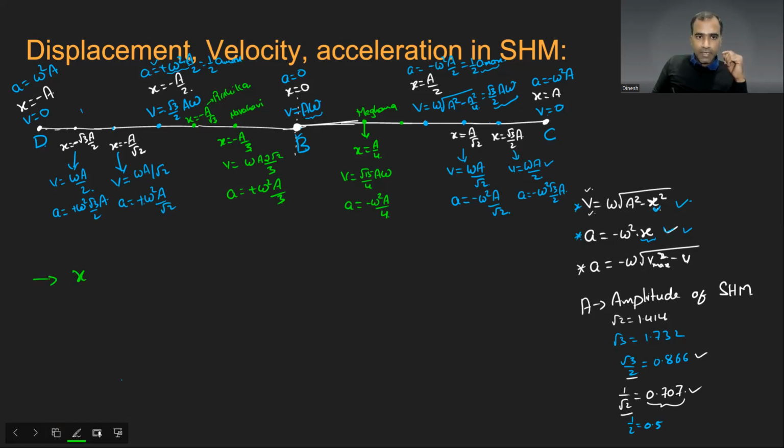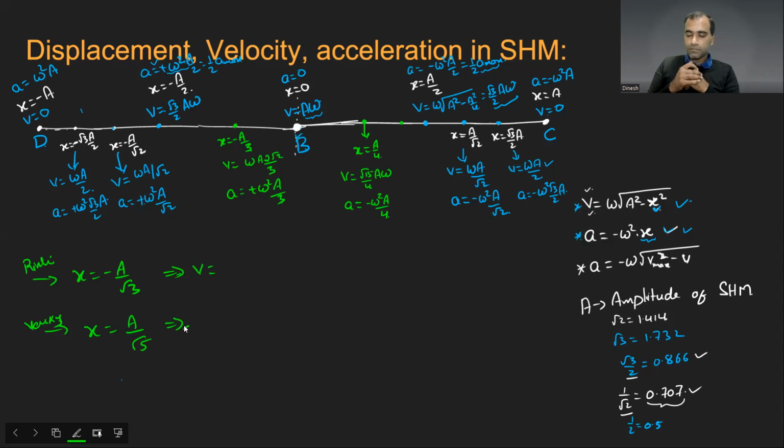For Rishika, at x equal to minus a by root 3, what are the velocity and acceleration? Venkateshwarlu, for you at x equal to, others also can calculate, okay? Only these people I'm asking should answer me, but others also can calculate and tell me. This is for Venki, and this is for Rishika. Come on, make it fast. Simple substitution only, no?